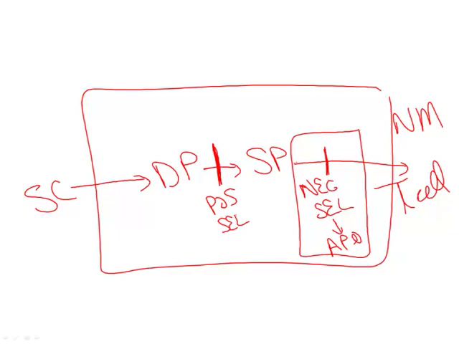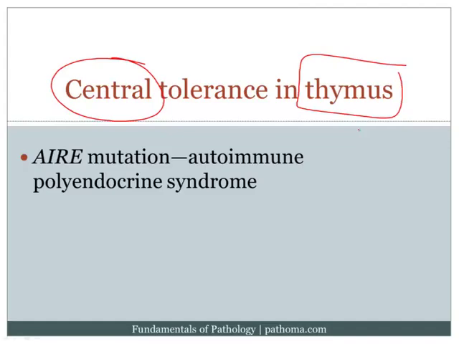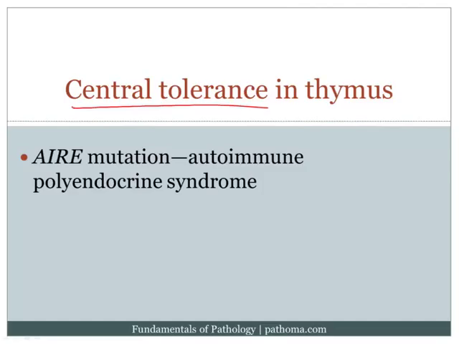This is a little bit of a background concerning central tolerance, and I've mentioned that here in your text where I say that central tolerance occurs in the thymus, and of course that's going to be for the T cells. Now, just to highlight the importance of central tolerance, I've mentioned a very rare disorder which is called autoimmune polyendocrine syndrome that can arise when central tolerance goes awry.